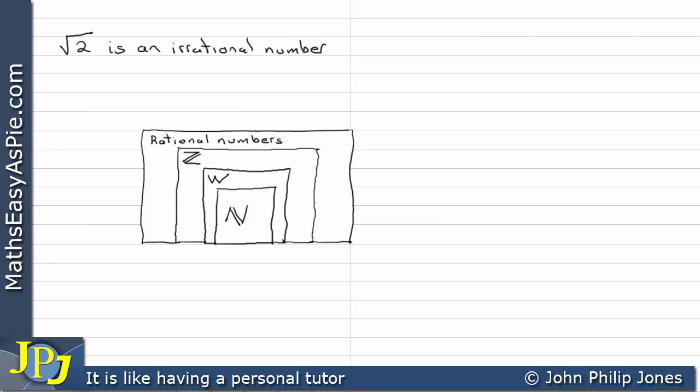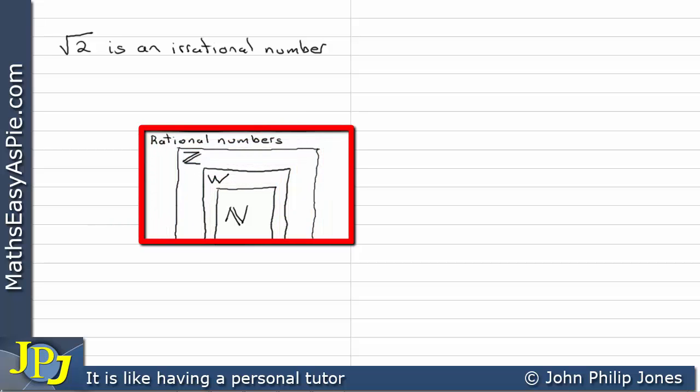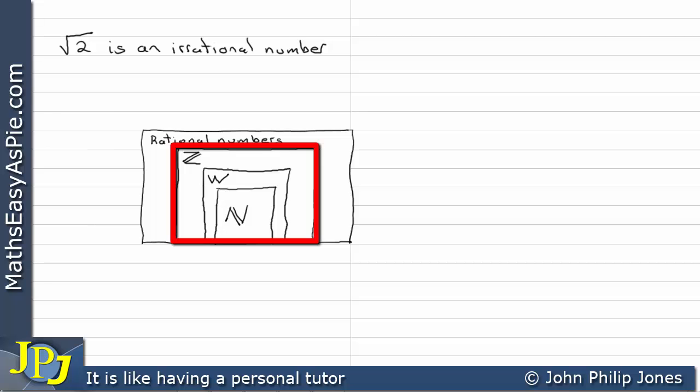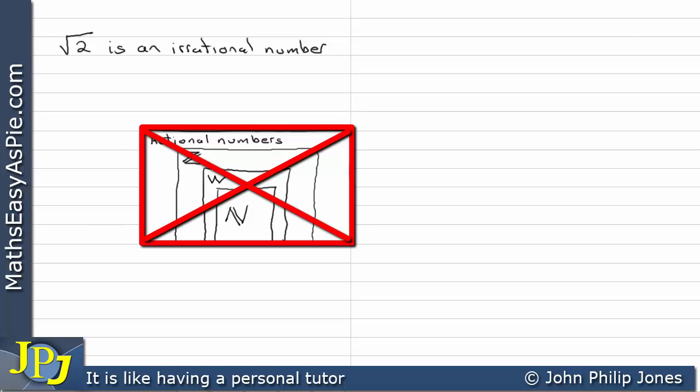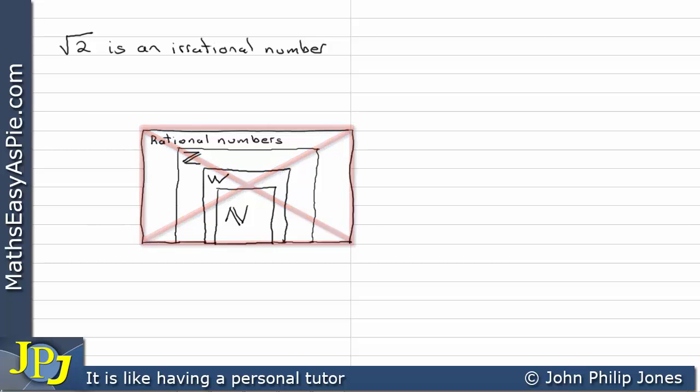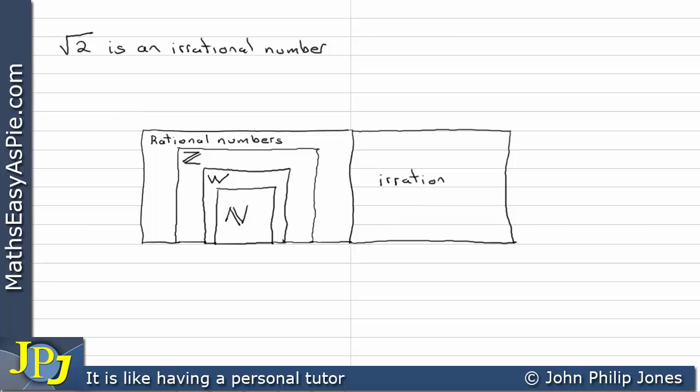You will have seen this diagram in previous videos, where this area here represents the natural numbers, this the whole numbers, this the integers, and this area represents the rational numbers. And of course the rational numbers contains within them the integers, the whole numbers, and the natural numbers. Now the square root of 2, which is an irrational number, does not belong anywhere in this area. It doesn't belong to the rational numbers, the integers, the whole numbers, or the natural numbers. Irrational numbers occupy their own space, as you can see here. So we have a different area for irrational numbers.